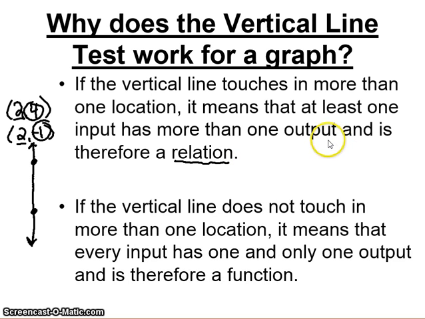The opposite is also true. If the vertical line does not touch in more than one location, it means that every input has one and only one output and is therefore a function. So if we see points on our coordinate grid that are increasing or decreasing, and we can draw vertical lines and never touch another point, then we know that this is a function.